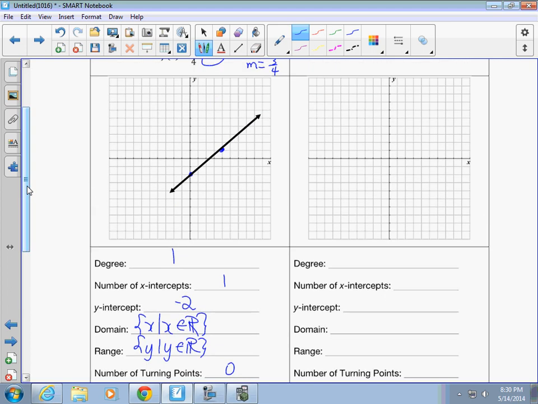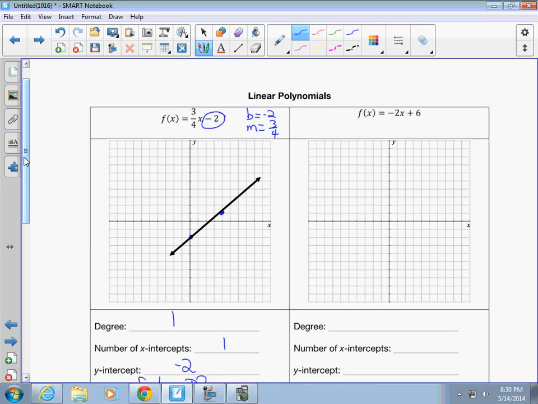Okay, next example. f of x is equal to negative 2x plus 6. So my y-intercept, or b value, is at 6. My slope is at negative 2. So 6, 1, 2, 3, 4, 5, 6. Slope of negative 2, so that's the same as saying negative 2 over 1. So I go down 1, 2, and over 1. So if I connect my dots, actually that's pretty close.